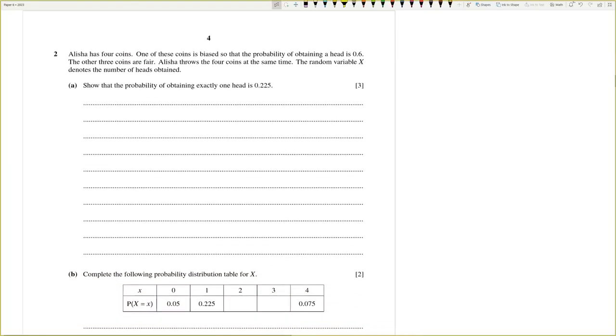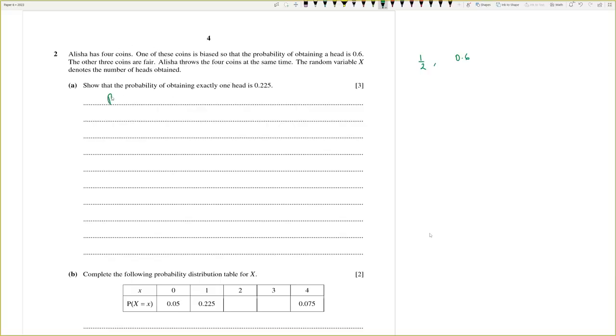Moving on to question number 2. Alicia has 4 coins. One of these coins is biased so that the probability of obtaining a head is 0.6. The other 3 coins are fair. Okay. So we have 4 coins. 3 are fair. So the probability of obtaining a head is half. And in the biased one, it's 0.6 actually. So Alicia throws the 4 coins at the same time. The random variable x denotes the number of heads obtained. Show that the probability of obtaining exactly 1 head is 0.225.